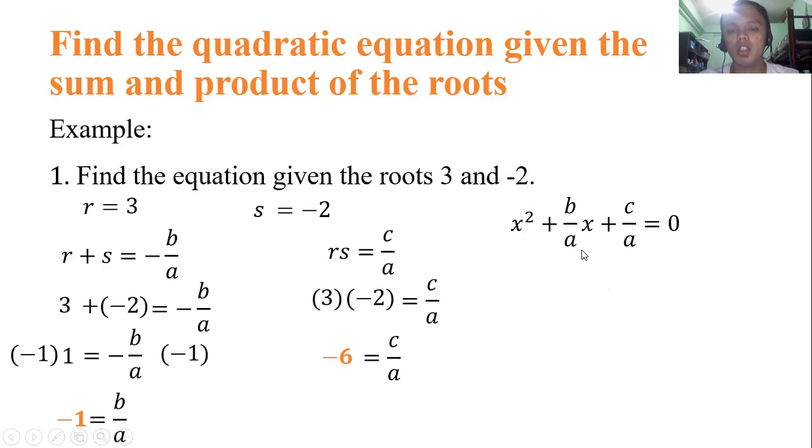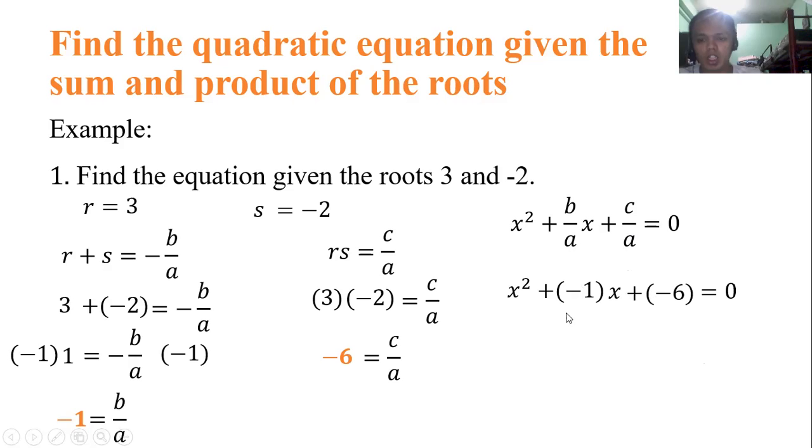Nga lang, yung A nandito na sa denominator. Palitan natin, copy muna. X squared plus, palitan natin yung B over A ng negative 1. Copy yung X plus yung C over A by negative 6 equal to 0. Okay, simplify natin. Ayusin natin yung form niya. X squared plus negative 1 times X is negative X plus negative 6 or minus 6 equal to 0. Ito yung magiging quadratic equation. Another method to. It's up to you kung FOIL method or this one ang gagamitin nyo.